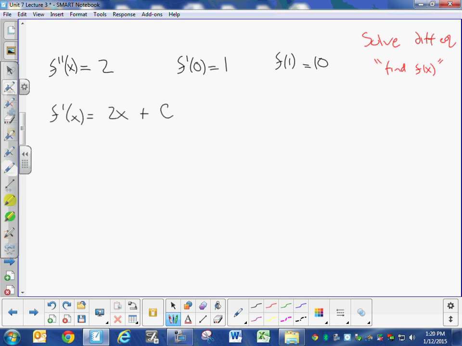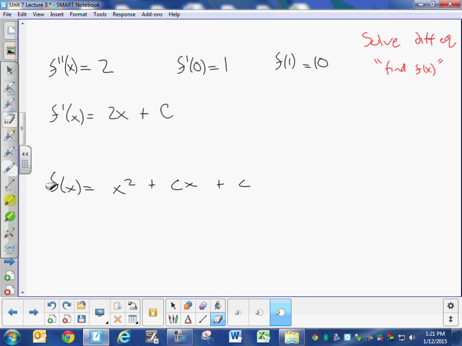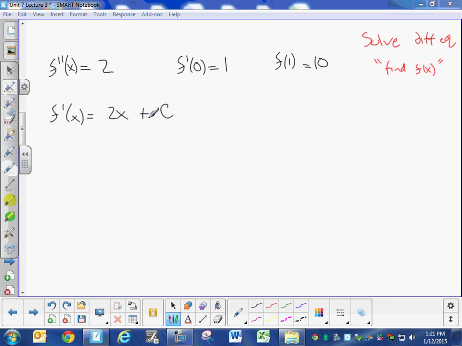The key is every antiderivative you take, you need a plus c. So if I find f prime of x is 2x plus c, guess what? You got to find that first c before I go all the way up to f. Because if I took the antiderivative of this, yeah, I have x squared, but I have plus the cx and plus c again. And I can't add these two together. So back up, find this c first.